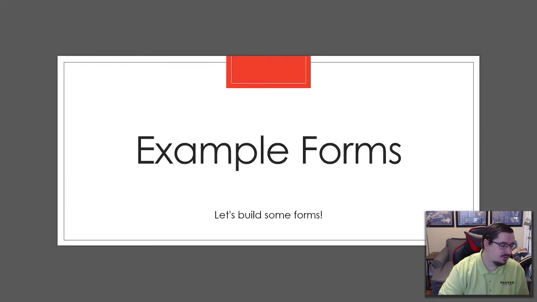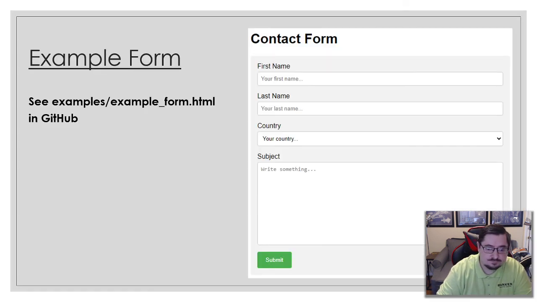Okay, so we talked about autocomplete. We've talked about several of these pieces so far. What I want to look at now is an actual example form. All right, so here's the example form that we're going to take a peek at. We're going to look at a simple contact form. You can find the code for this in the examples folder, called example form.html. This is along with the slides.